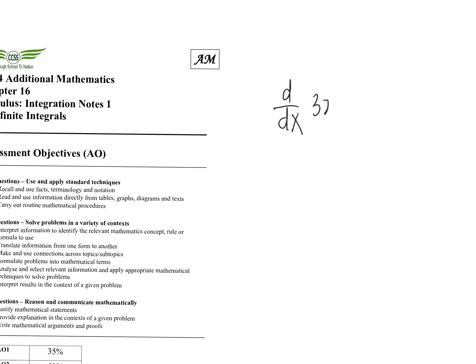If I ask you to differentiate this, what will you get? You will bring this down, become 6, then subtract the power by 1. So this is the differentiation process. But integration asks you to do the opposite. So what do you need to do?